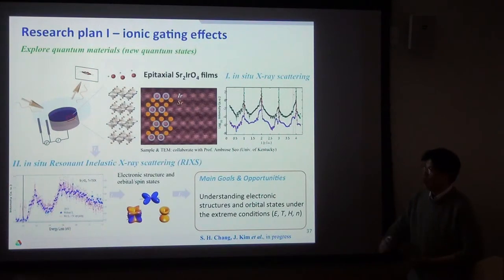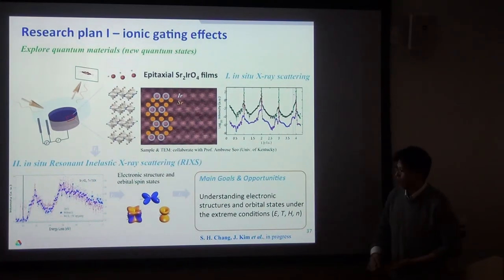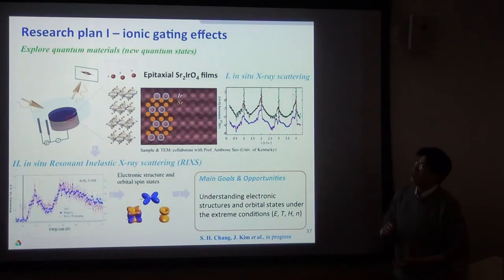So we developed this in situ RIXS technique since 2013. It is a very new technique. I think we are the leading group for RIXS, in situ RIXS. So again, I want to emphasize that my main goal is understanding electron structure and orbital state for exploring quantum state.